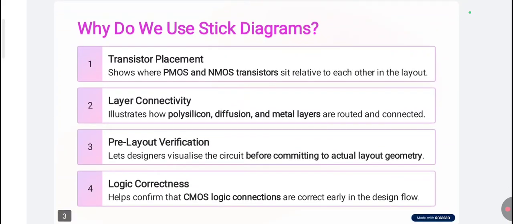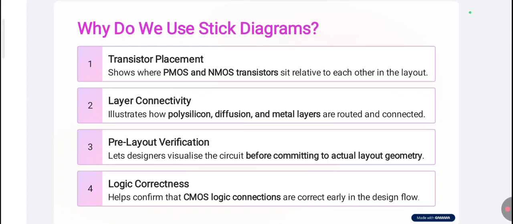So why do we use them? We require stick diagrams for knowing transistor placement. It shows where the PMOS and NMOS transistors exist with respect to each other in the layout. And it also shows the layer connectivity. So it will give us how polysilicon, diffusion and metal layers are routed and connected with respect to one another.